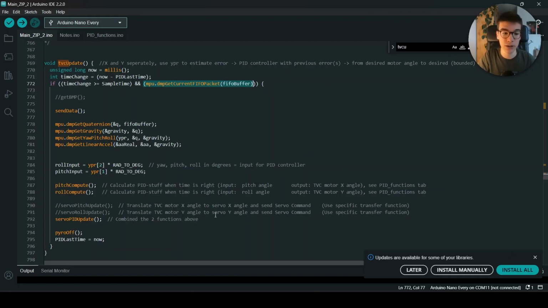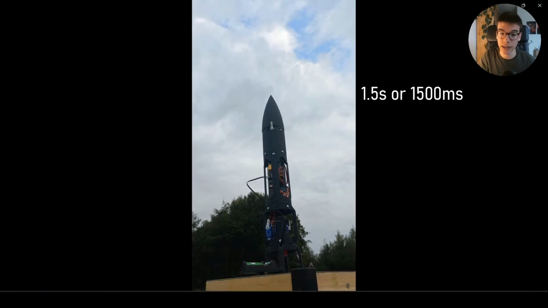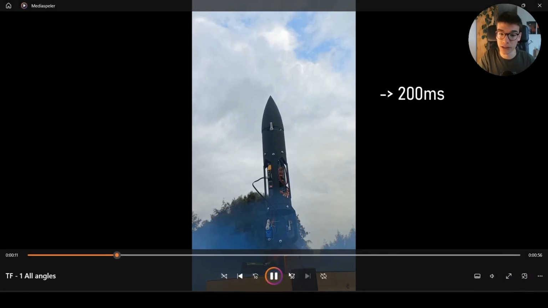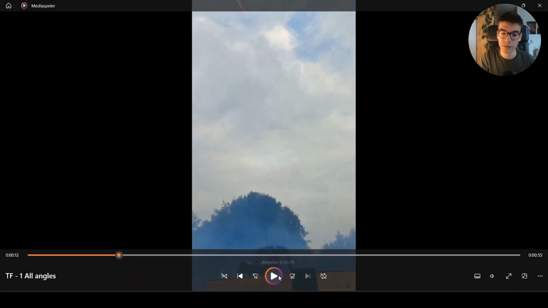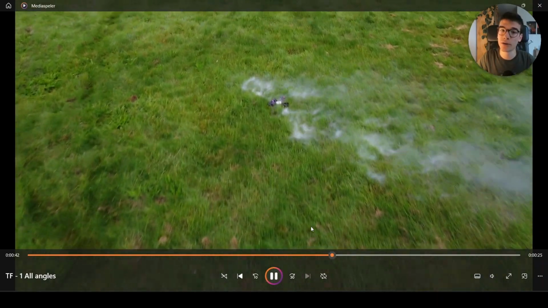And what I also did was decrease my pyro on times. When you take a look at when the rocket fires, it certainly doesn't need to be 1.5 milliseconds on before the rocket will leave the pad. And it more likely has around 200 milliseconds of pyro on time, which should be more than enough to ignite the rocket motor. So that was the breakdown of my first flight of my TVC rocket.